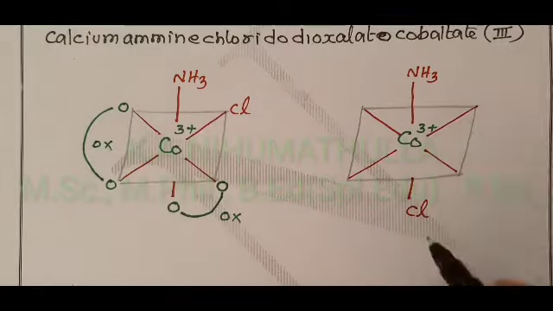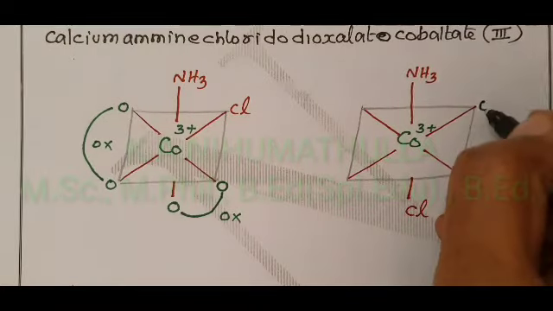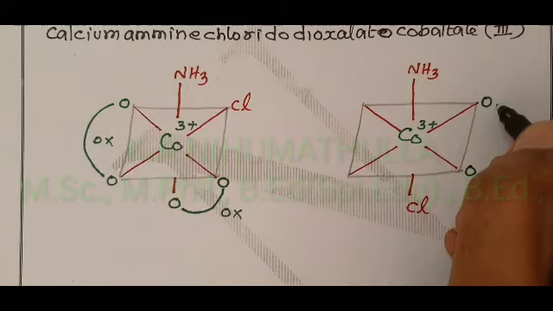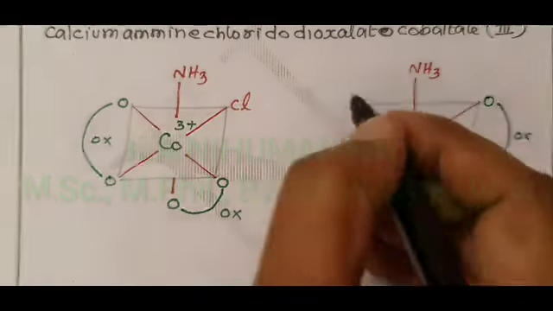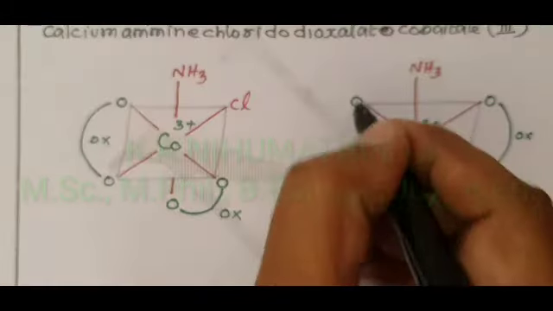Cis isomer. Come to trans isomer. Oxalato, donor atoms are here. COO minus, COO minus. This is oxalato. Another oxalato, COO minus, COO minus. This is another oxalato. One is cis form. Amine and chlorido are in 1,2 position. This is called cis isomer. Chlorine and amine are in opposite positions. This is called trans isomer.